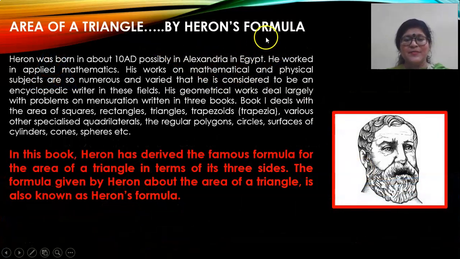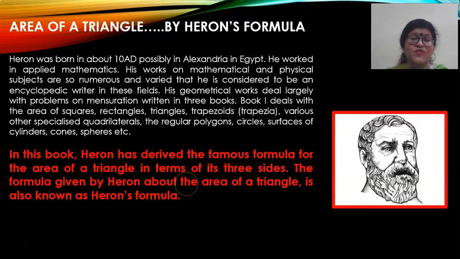Area of a triangle by Heron's formula. Heron's formula is credited to Heron of Alexandria for finding the area of a triangle in terms of its three sides. The formula given by Heron about the area of a triangle is called Heron's formula. So, when do you use Heron's formula? What are the types of triangles in which you can use only Heron's formula? You're going to learn that in the forthcoming.